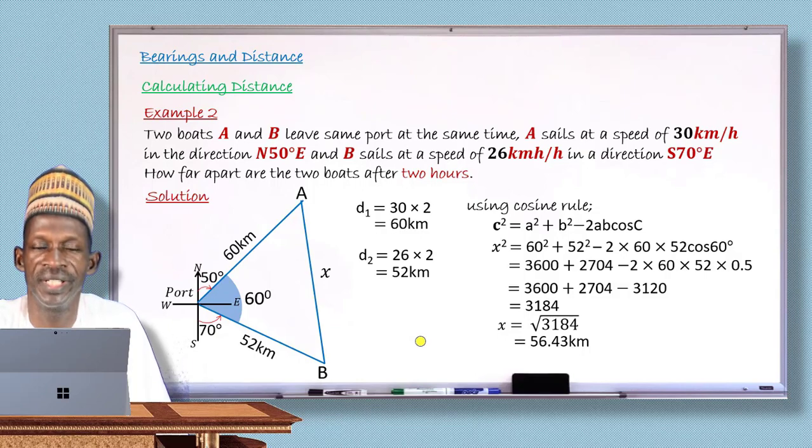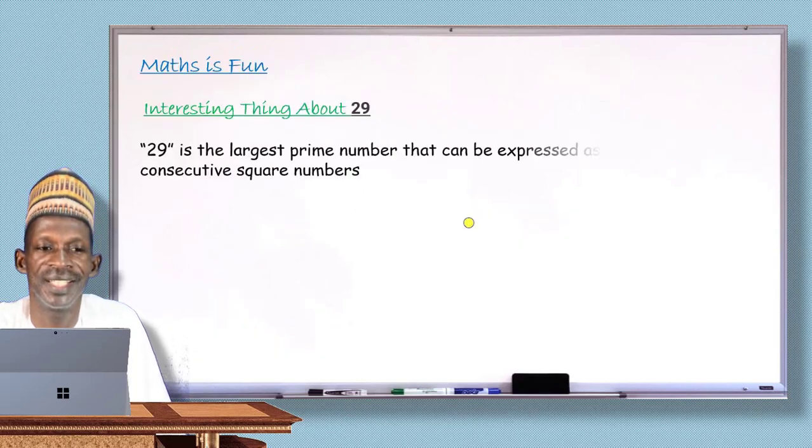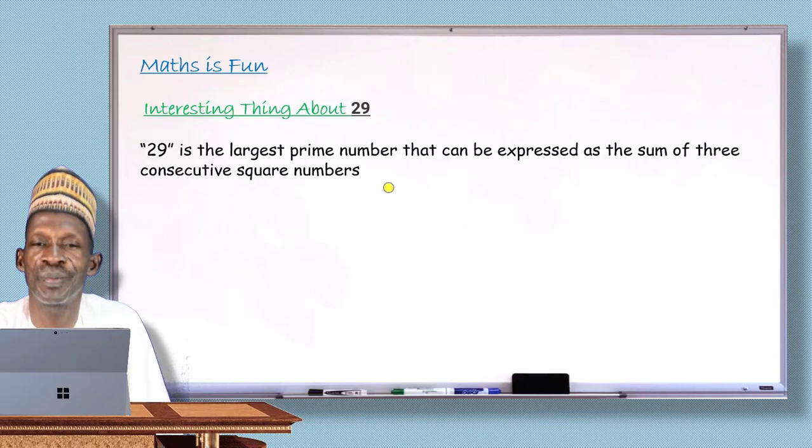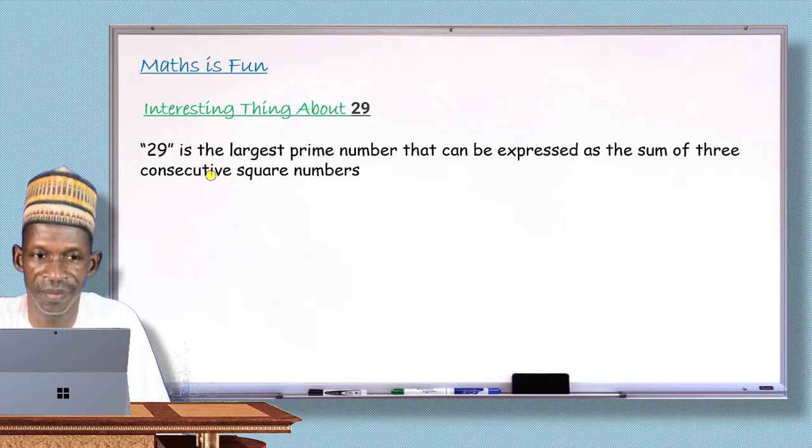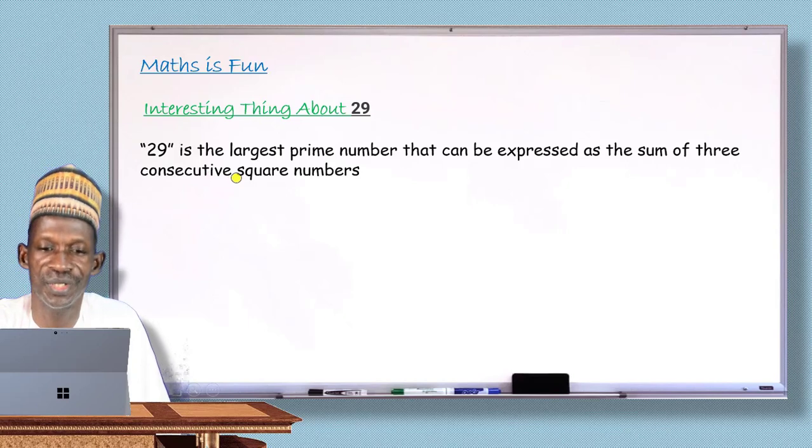Let me just move to the last segment, Maths is Fun, and give you what is interesting about the number 29. 29 is the largest prime number among the prime numbers that can be expressed as the sum of three square numbers, and those square numbers are consecutive numbers. So let me just do that and see.